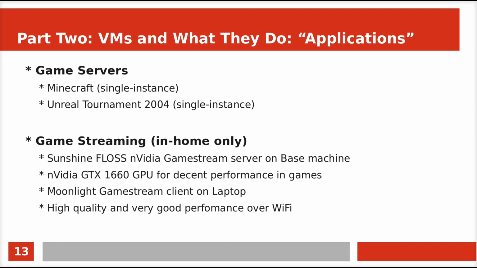So that GPU is pretty decent. It gives me good performance in the games I play, which aren't very many. Mostly Skyrim. I actually play 3 games: Skyrim, Civilization 6, and Cities: Skylines. But for those 3 games, that 1660 is plenty. And then, as I said, I stream them to my laptop where I use the Moonlight game stream client. So I get actually high quality and very good performance, even over Wi-Fi, for streaming games just inside my house.